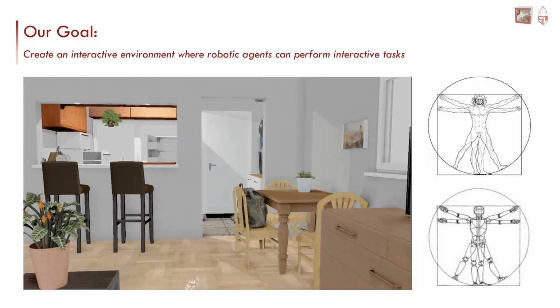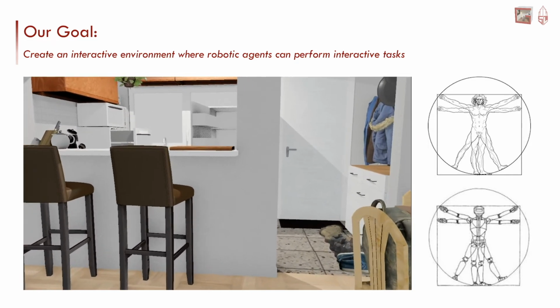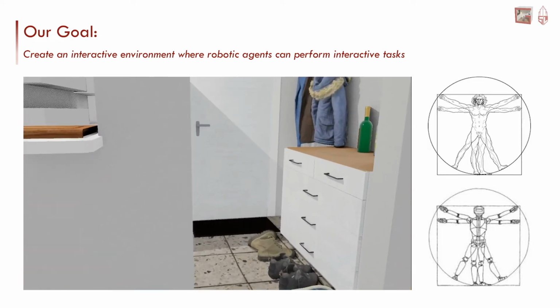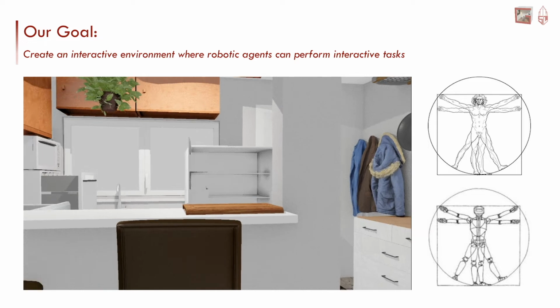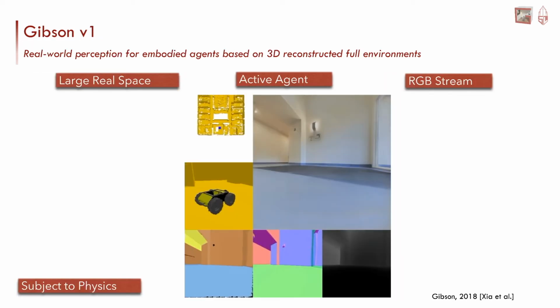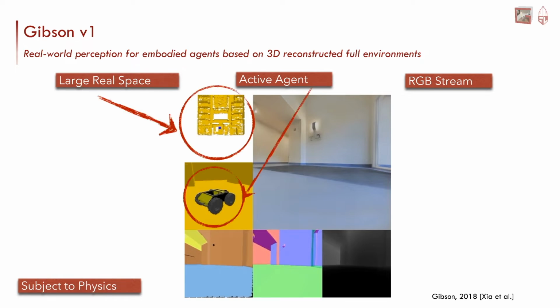Our goal is to create an interactive environment where a robotic agent can perform interactive tasks, just like humans. As a first step towards our goal, we created Gibson V1. Just to provide a recap for Gibson V1, it is an embodied navigation agent simulation environment that is mainly geared towards robot navigation. The well-defined task in Gibson V1 is point-to-point navigation.